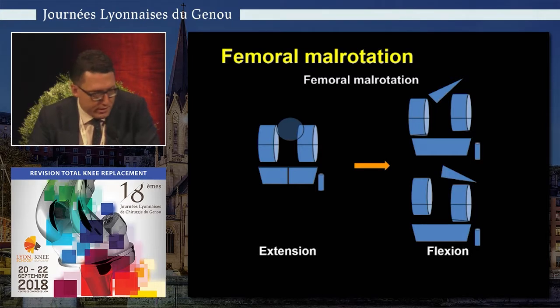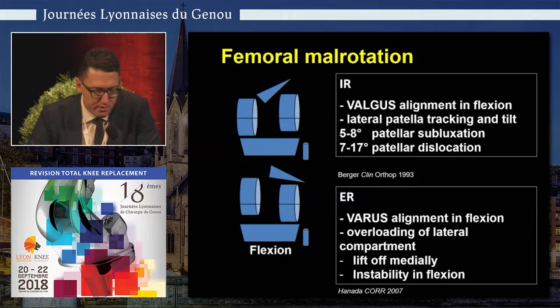In a malrotation, you see an internal rotated or external rotated component. You see the patella is actually tracked laterally or medially, and also you have an asymmetric flexion gap. And this might lead, in an internal rotation situation, to patella subluxation, patella dislocation. And typically for more external rotation, which is rarer than the internal rotation, you have more overloading of the lateral tibiofemoral compartment, and you have a lift-off on the medial side.